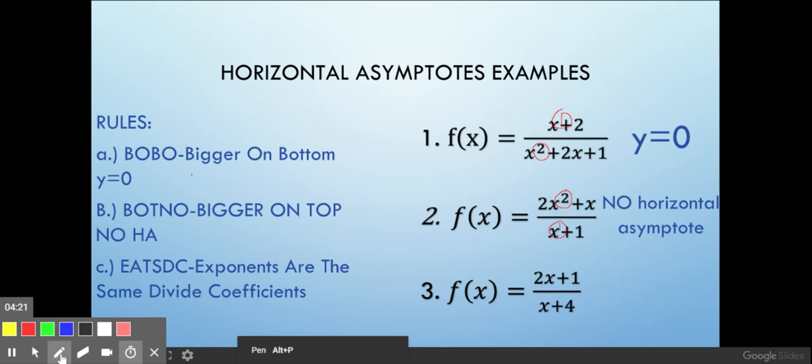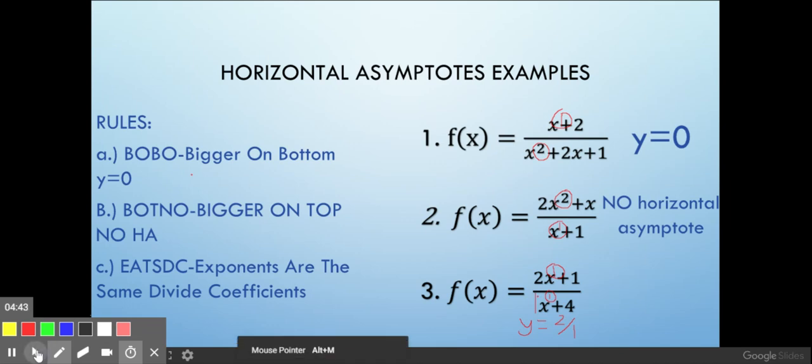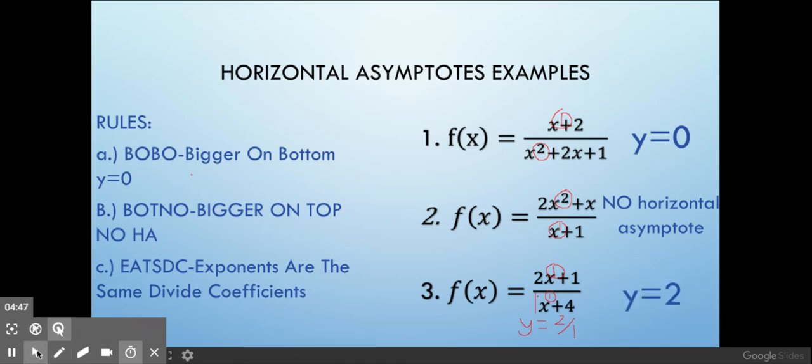And then our last one, so here on top we have x to the first, and on bottom we have x to the first. So since they are equal, we are going to divide the coefficients. So on top, the number in front of x is 2. On bottom, the number in front of x is 1. So when we divide 2 divided by 1, we get y equals 2. And that is how you find horizontal asymptotes.